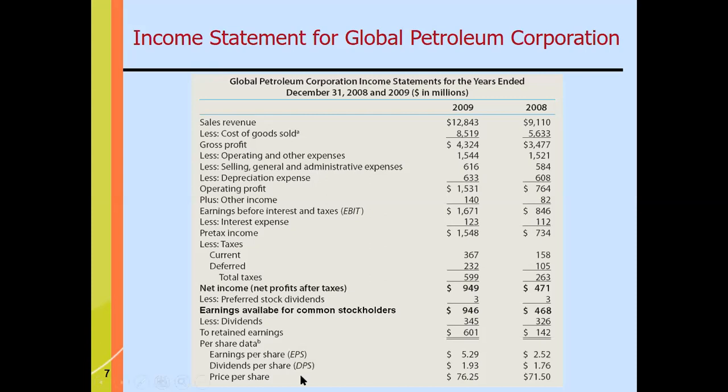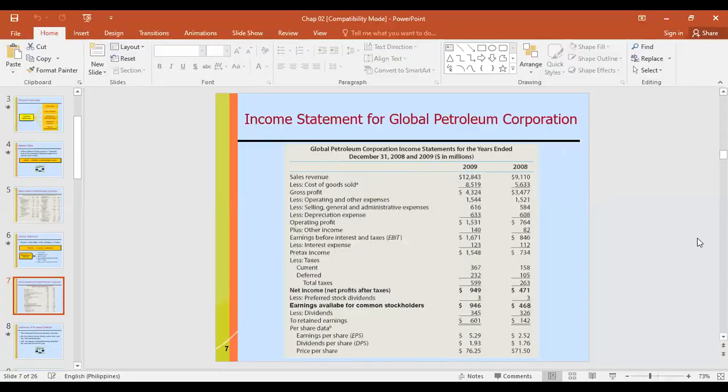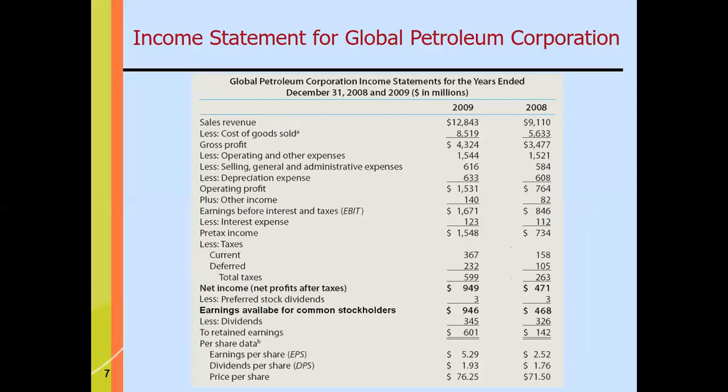So we also have other information as shown. You have here the earnings per share, which would be the earnings available for common stockholders divided by the number of shares outstanding. Dividends per share is the total dividend amount divided by the number of shares outstanding, and the price per share would be the market value per share, right? I intentionally made that smaller because I cannot view the lower part or end.